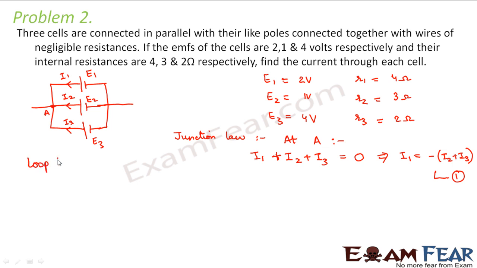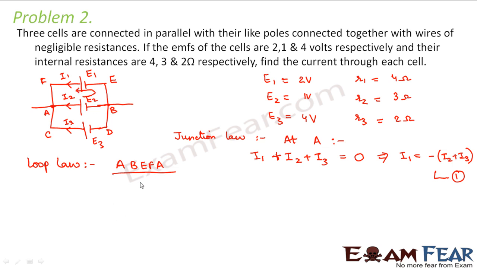Now I will apply loop law. To which loop? First let me name the points: this is A, this is B, this is C, this is D, E and F. I apply the loop law to A, B, E, F, A. That is this loop. We will assume one direction. Let us suppose I assumed this direction. This is my assumed direction.